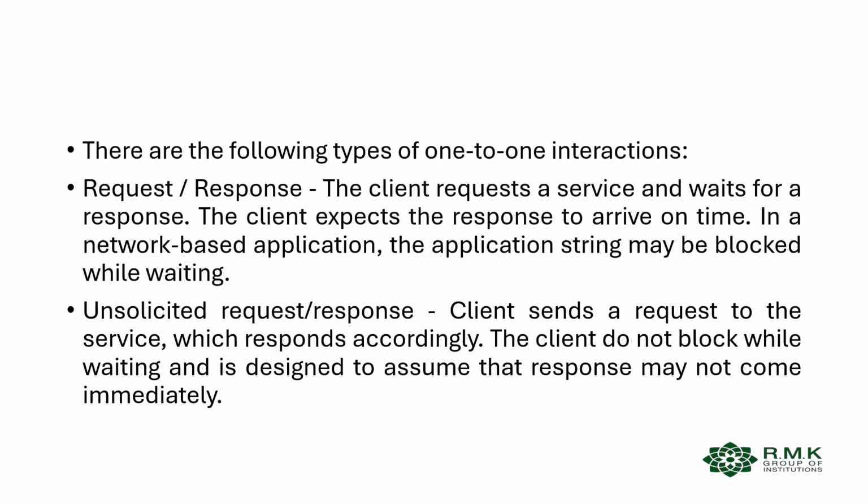Then we can discuss a few steps using one-to-one interaction. For one-to-one interaction, one of the best examples is request and response. Another one is unsolicited request and response. Request and response is when the client requests a service and waits for a response. The client expects the response to arrive on time. In a network-based application, the application may still be blocked while waiting. Unsolicited response is when the client sends a request to the service, which responds accordingly. The client cannot block while waiting and is designed to not assume the response arrives immediately.